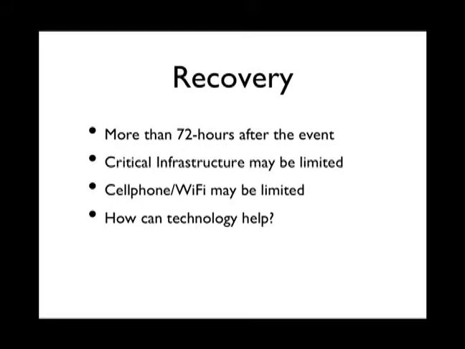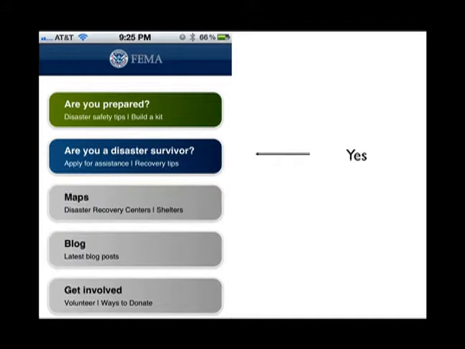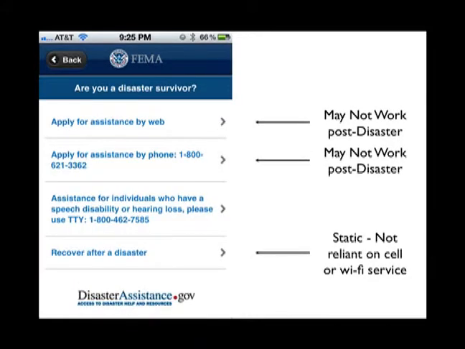I am focusing on recovery apps. My assumptions are that cellular and Wi-Fi infrastructure is unavailable, and I must rely on static information. Which app has the most information available if I only have one? I have chosen the official FEMA app, and this is the home page. Are you a disaster survivor? The first two options may not work post-disaster, but the fourth option is static.